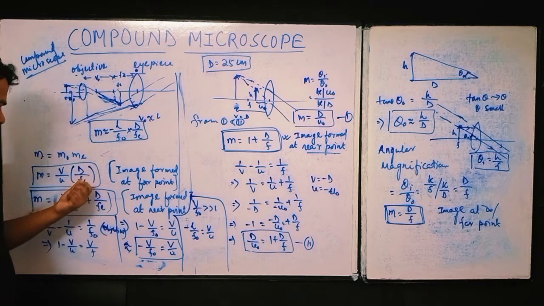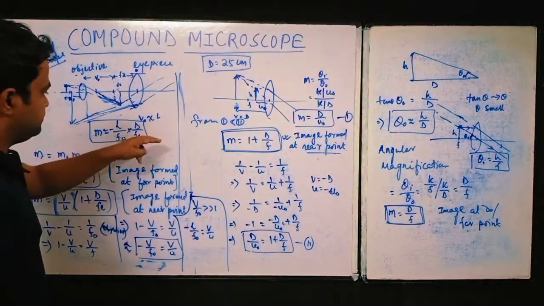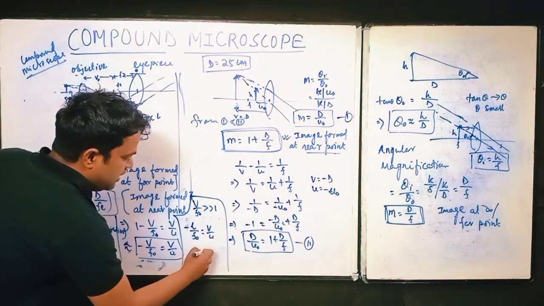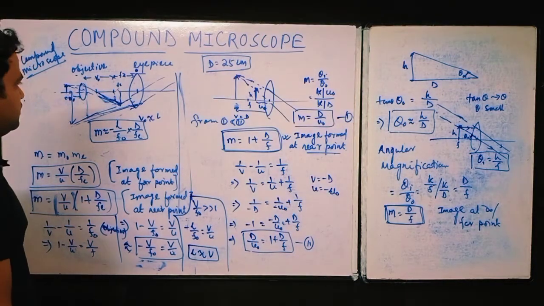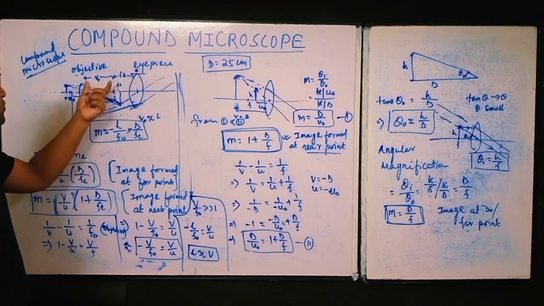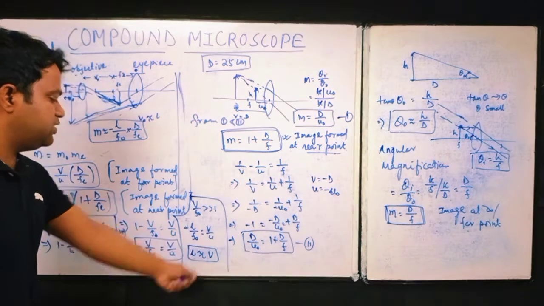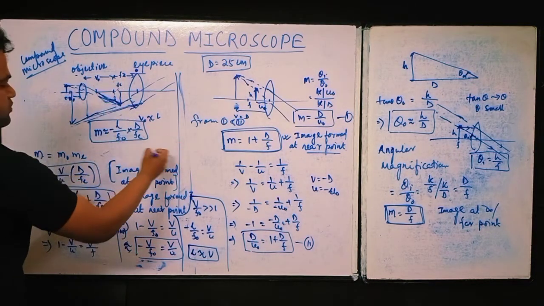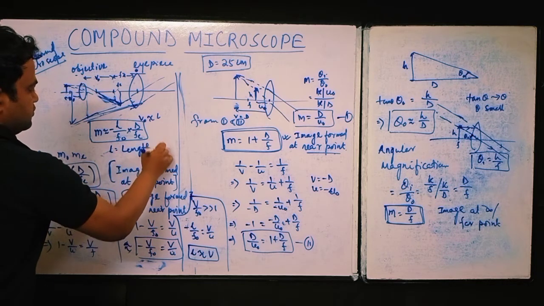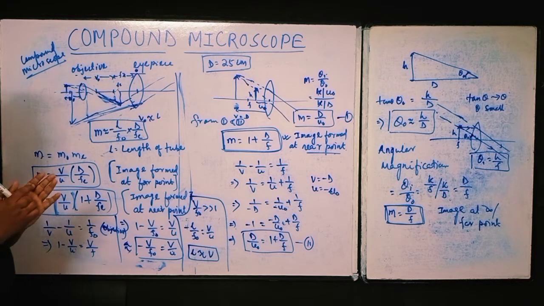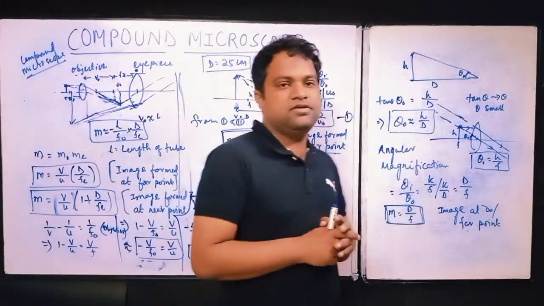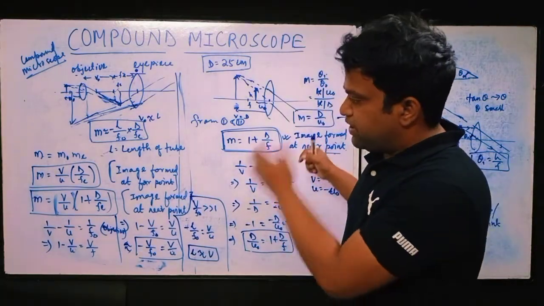But exactly this is the formula. L we can replace with V, because L is approximately equal to V, since FE is very close to the lens. So V0 will be equal to L, where L is the length of the tube. Fine. Also, L by F you can use here for the near point. You can replace V by U and write minus L by F0, so these formulas are used more in numericals. So this is all about your compound microscope and the magnification formula for the compound microscope.